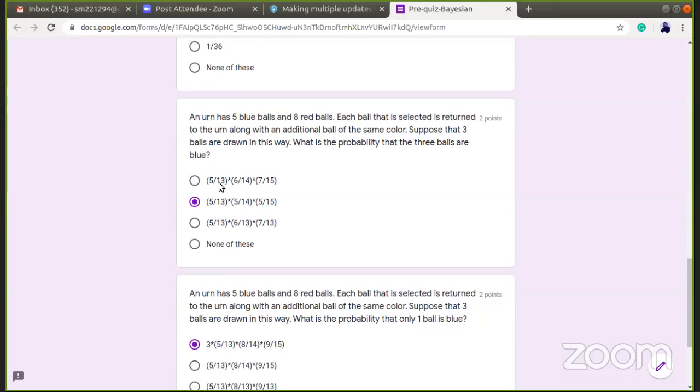So in a similar way, we will have 5 by 13, again one increment, 6 upon 14, again 7 upon 15, because we are putting the ball again in the bag with one extra ball of the same color. So I think this should be the right answer.